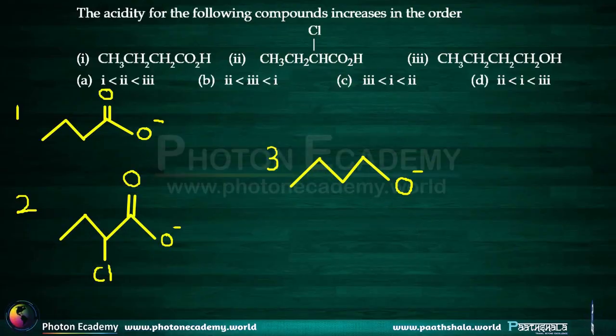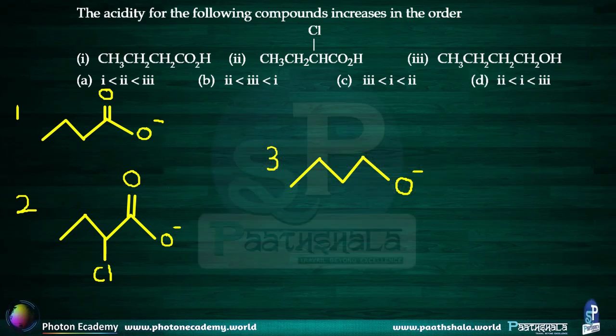Here we have been asked to find the order of the acidity for the following compounds. Now what we observe is that two of these compounds are going to be carboxylic acids. One compound is an alcohol. The general observation is that the acidity of a carboxylic acid is always higher than the acidity of an alcohol. But we must exactly understand the reason for this.